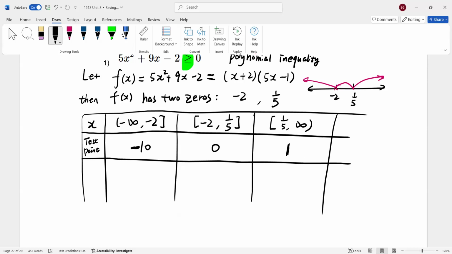Next, I want to make the first column a little bit wider. Next, we are going to have f of x, the function on the left side of the inequality, the polynomial function, in the factored form. Okay. Next, we are going to have f of x in the factored form, which is x plus 2 times 5x minus 1.